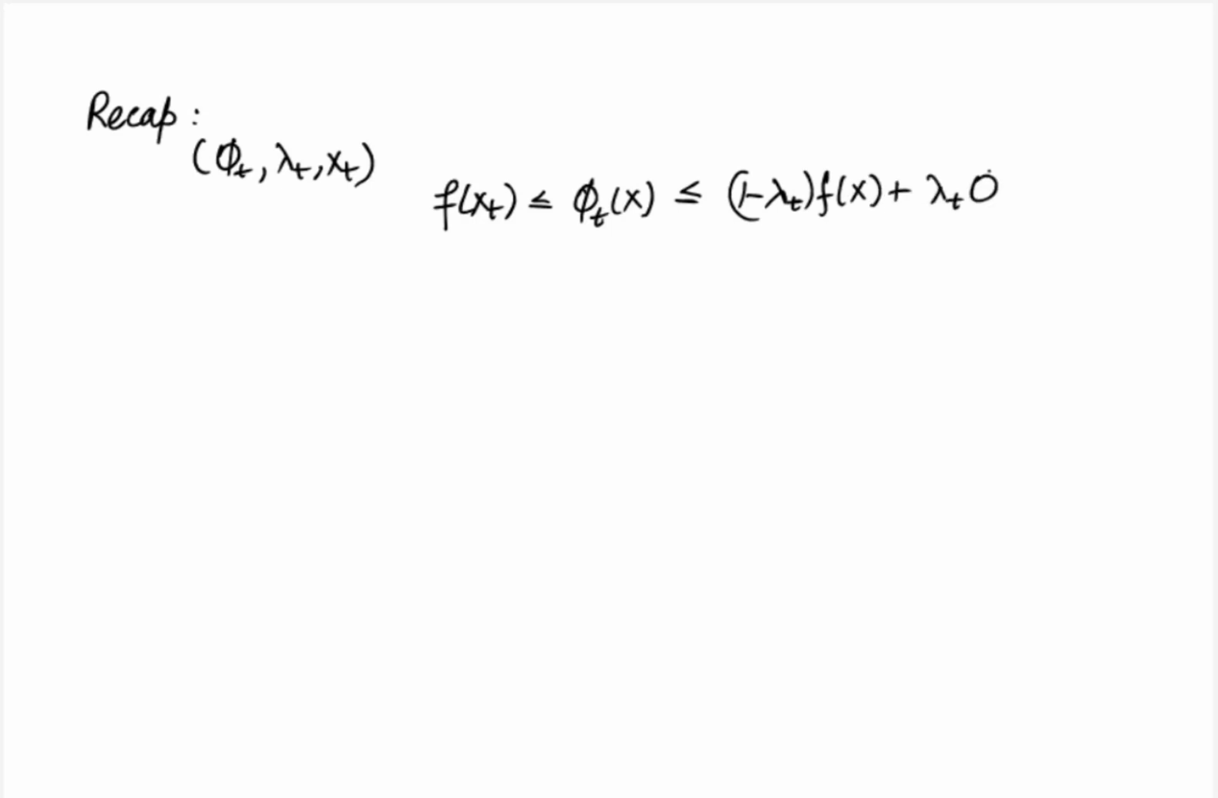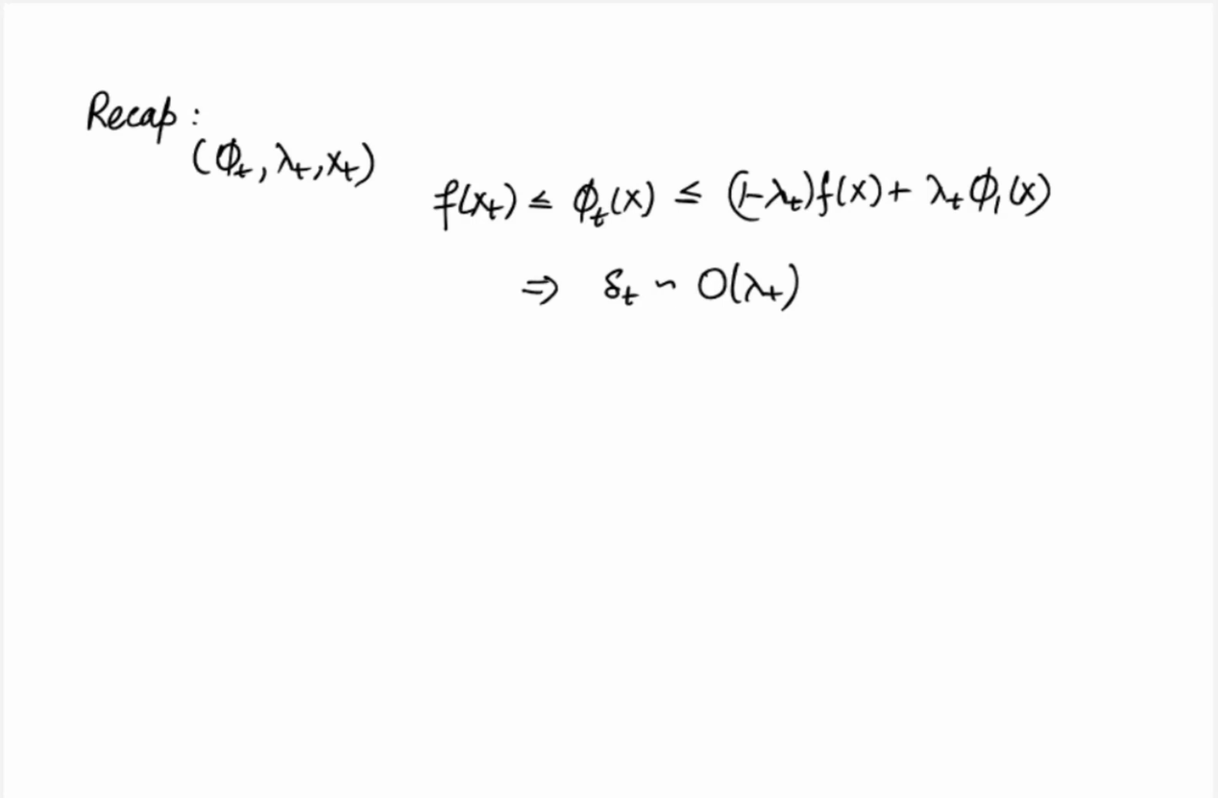To recap, we said that a sequence phi t, lambda t, xt is an estimate sequence if it satisfies the following upper and lower bound conditions, which is that f of xt is less than or equal to phi t of x, which is less than or equal to 1 minus lambda t into f of x plus lambda t into phi 1 of x. The property is such that it directly implies that the optimality gap decreases as order of lambda t. To find an estimate sequence, we need to ensure both the upper and lower bounds.